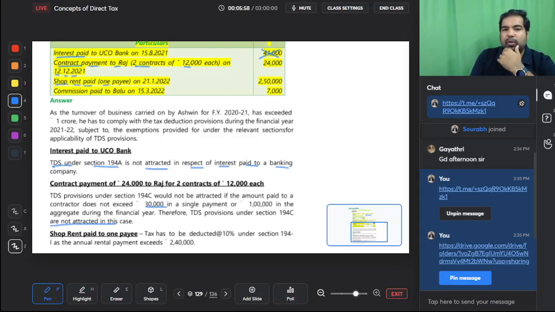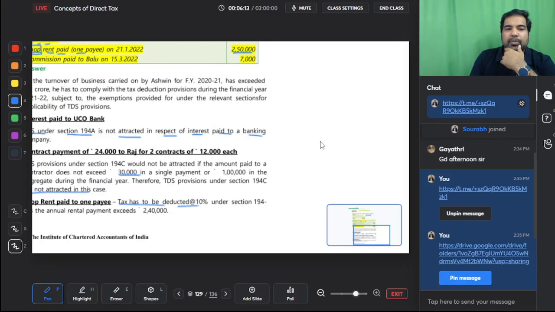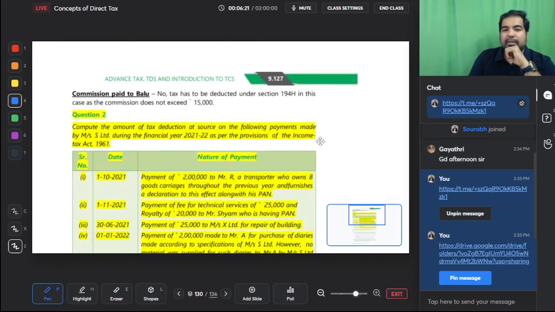Shop rent paid to one payee, 2,50,000. Is it more than 2,40,000? Yes, and you are not a small individual, small HUF. So on this, guys, this is a shop. So 10% TDS under 194I because it is rent. So tax has to be deducted. And last, commission paid to Balu, 7,000. 194H says that only if it's more than 15,000, deduct 5%. So in that case, there will be no tax since it does not exceed 15,000.